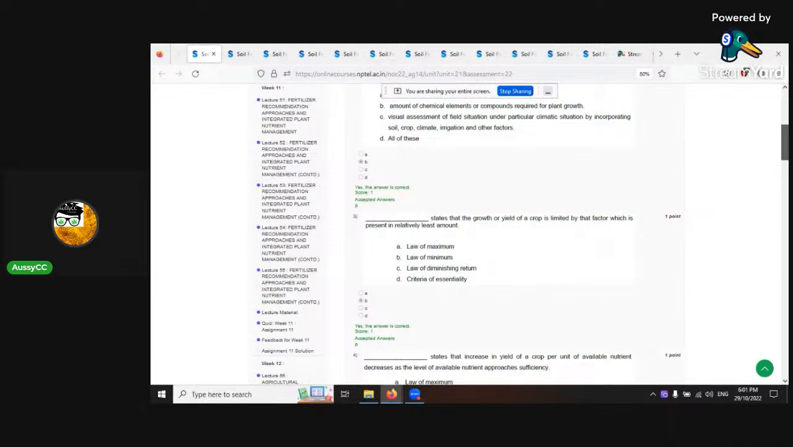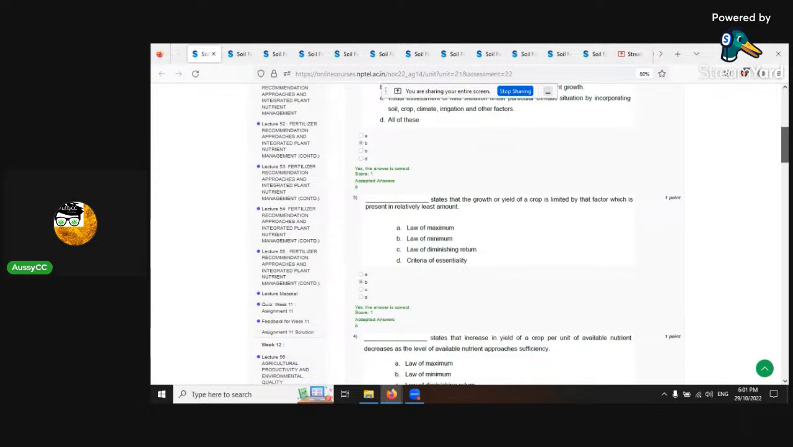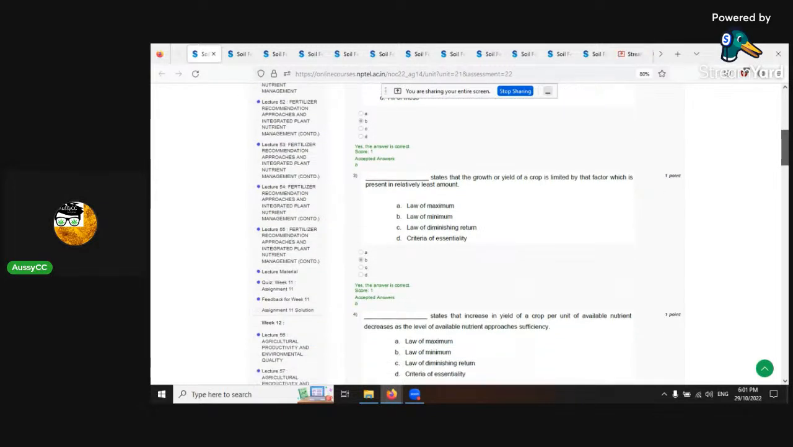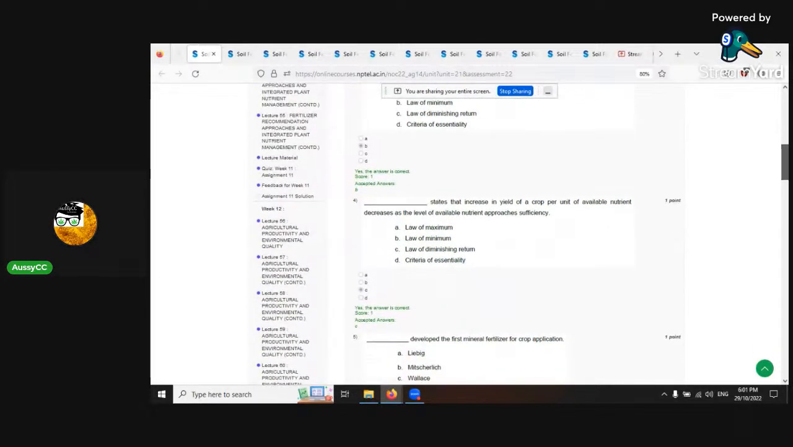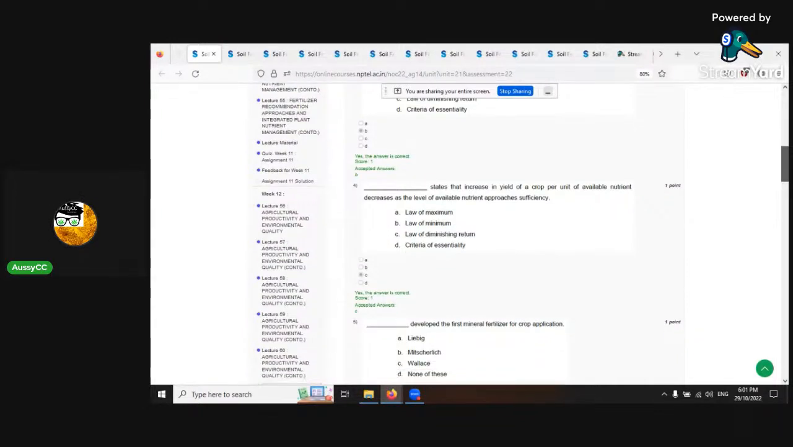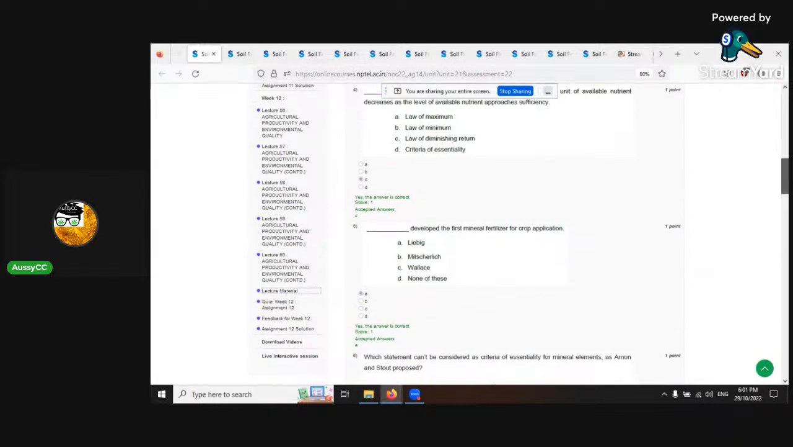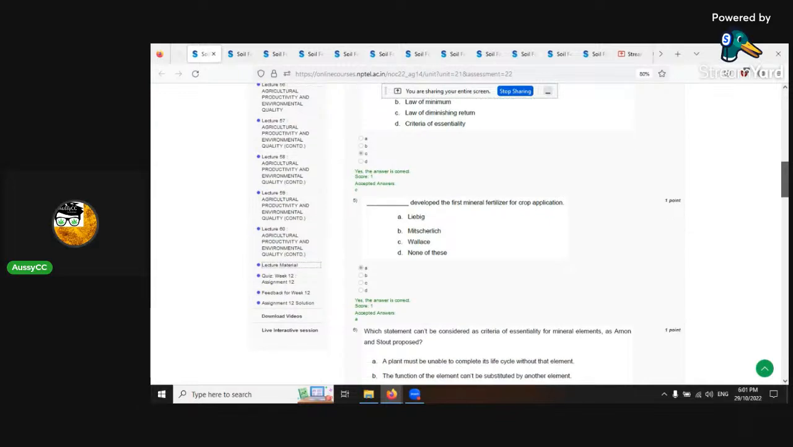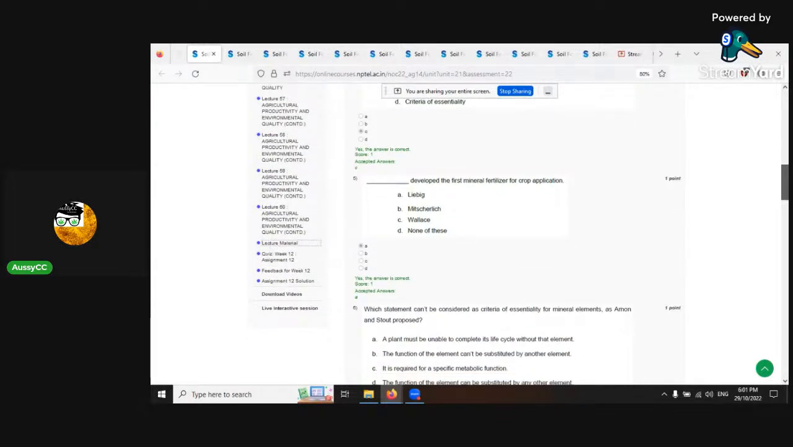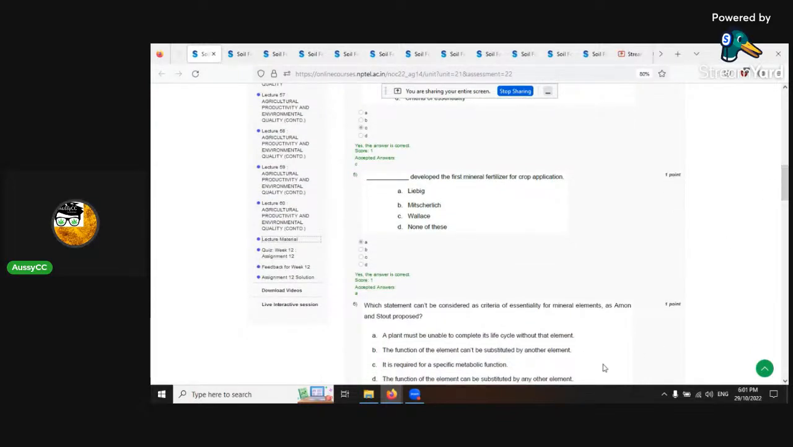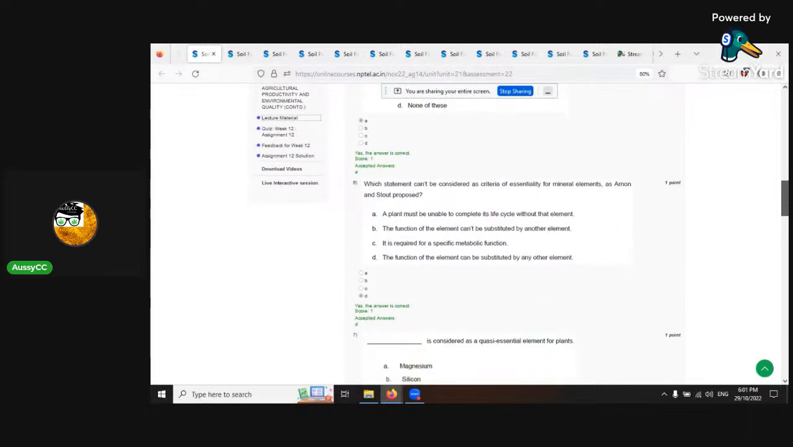Something states the increase in yield of crop per unit of available nutrient decreases as sufficiency is approached. So that's diminishing return, C, yep. Who developed the first mineral fertilizer? Liebig did, A. Which statement cannot be considered as criteria essential for nutrients as Arnon and Stout proposed? The function of an element can be substituted. It requires that the function cannot be substituted. I reckon B. It's D, damn it.